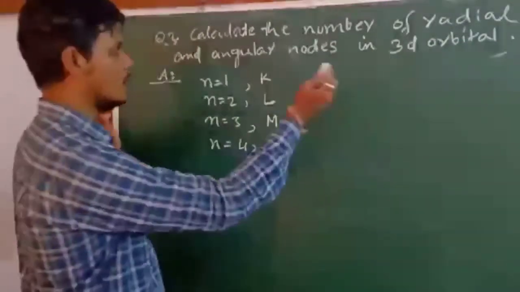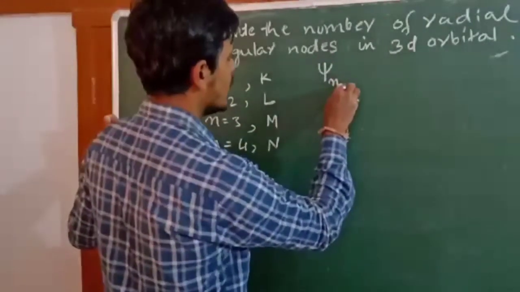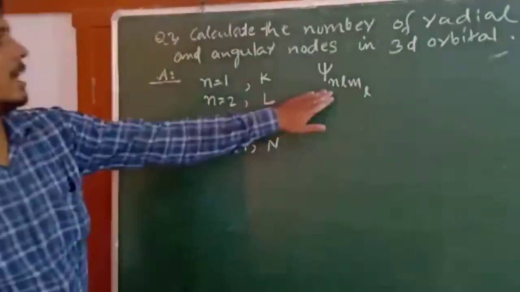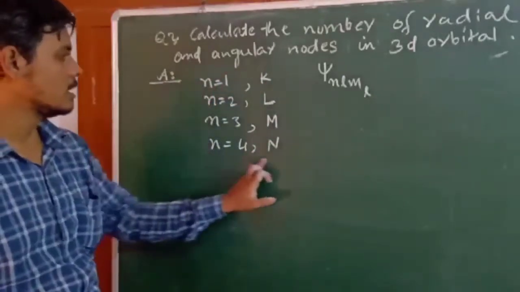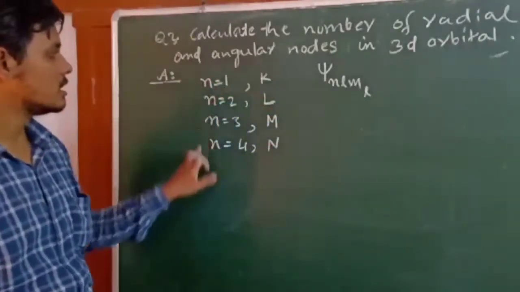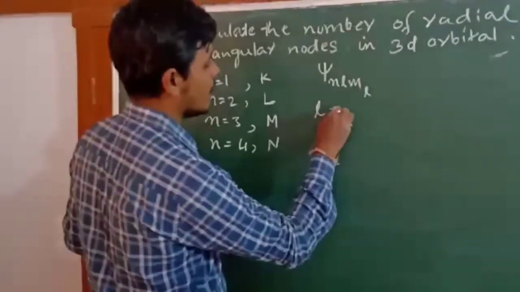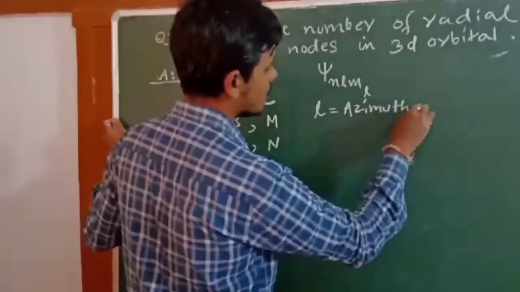Now, usually when we write psi, we write it in this form: psi n l m l. Where n, I already discussed, tells me the electron is present in that particular shell. Now, l is called the azimuthal quantum number.